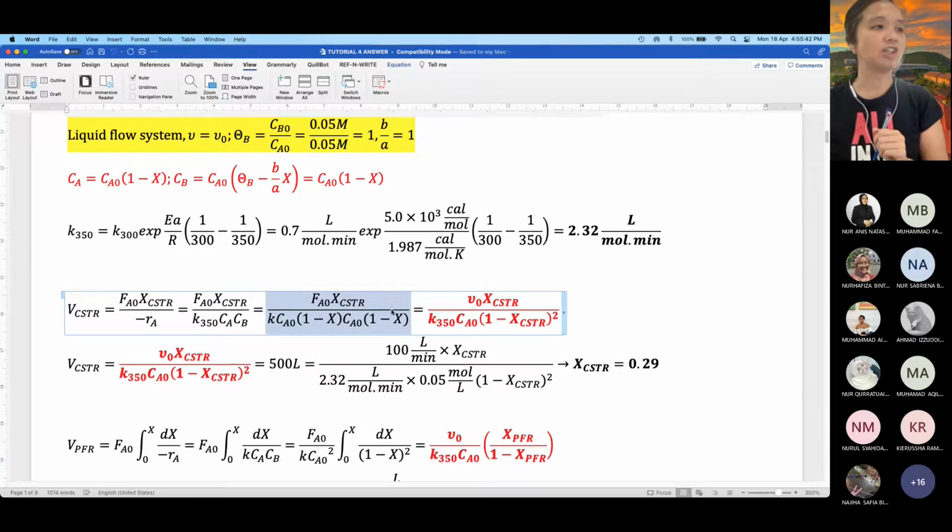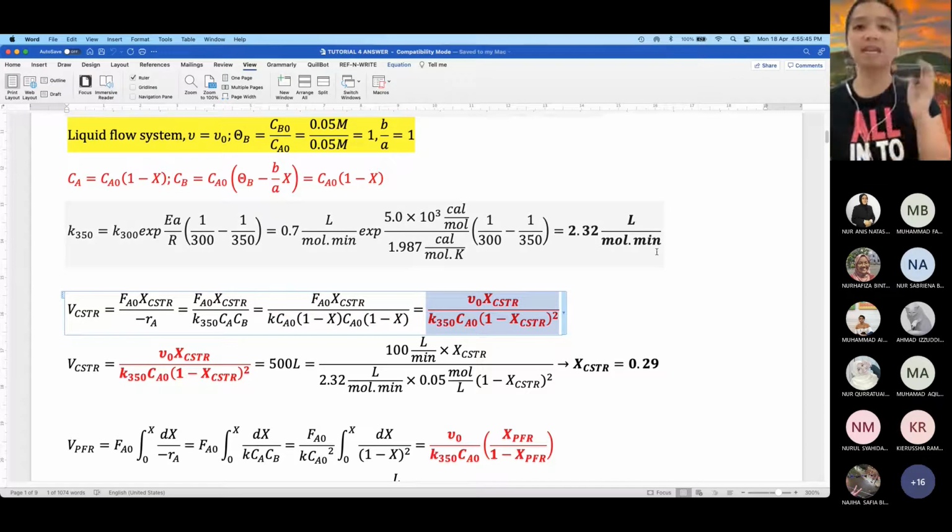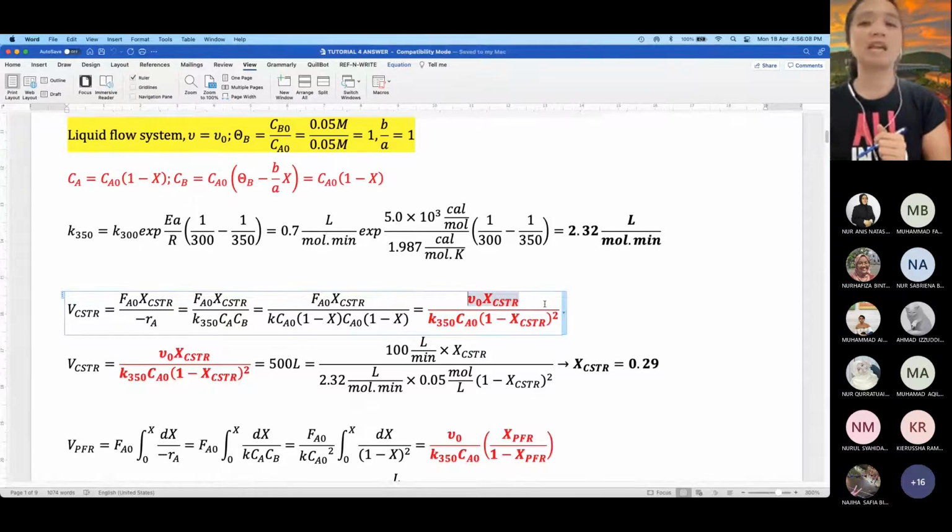Sorry, this is the derivation. I terus pergi to the last one. By right, this is the last equation. My steps ni tunjuk macam mana kita nak derive, but you're not expected to derive. You don't need to show the derivation. Yang penting is the final equation. So by right, the final equation that fulfills these 3 requirements is only one equation, which is given as V equals epsilon naught X CSTR, conversion, over K, I write 350, terus suhu tindak balas 350, CA0 (1 minus X CSTR) power of 2.